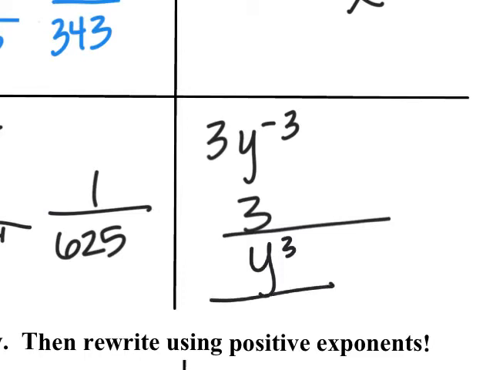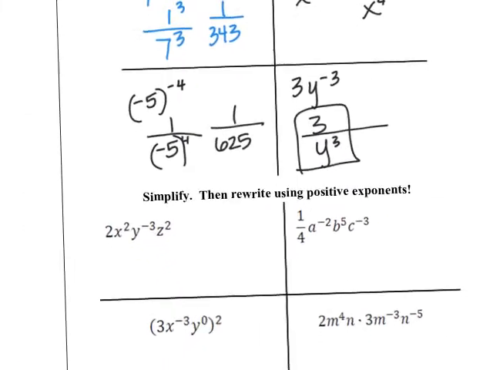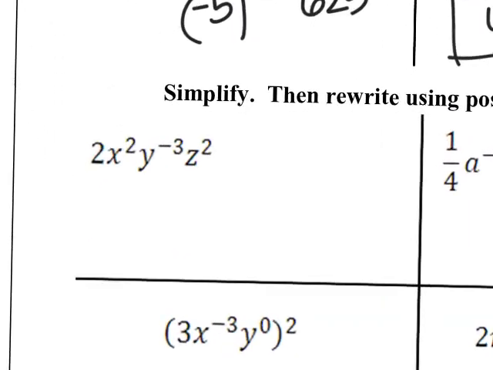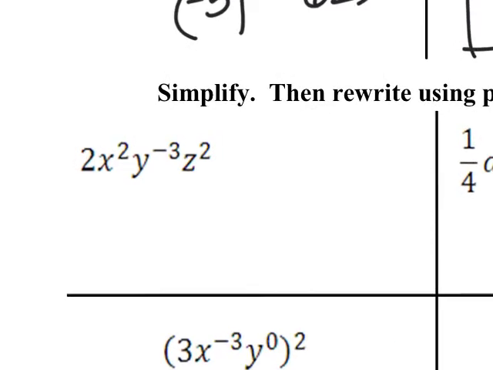And your answer would be 3 over y cubed. All right, let's go on down here and let's rewrite some now using only positive exponents. Okay, so I'm going to draw a fraction line and just decide what needs to stay and what needs to go. If something has a positive exponent, it can stay. If it's got a negative exponent, it's going to move, and that exponent's going to become positive.